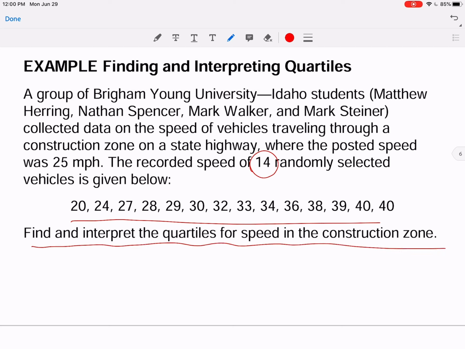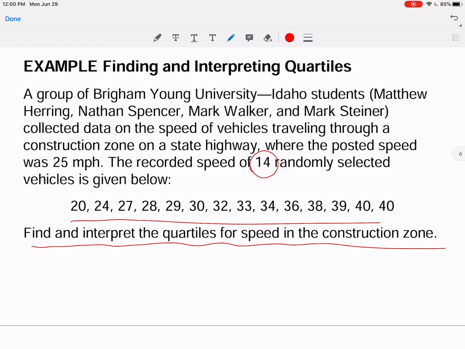We want to find and interpret the quartiles for speed in the construction zone. I wouldn't read over the whole background information, okay? Basically, there are 14 numbers in total, and we want to find Q1, Q2, and Q3. Based on the steps we just went over, we want to find the median first.